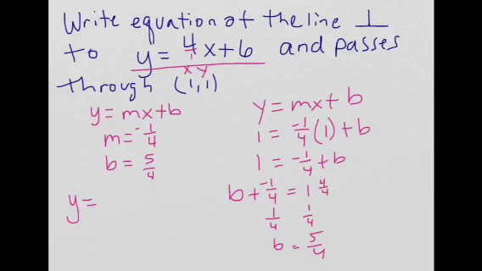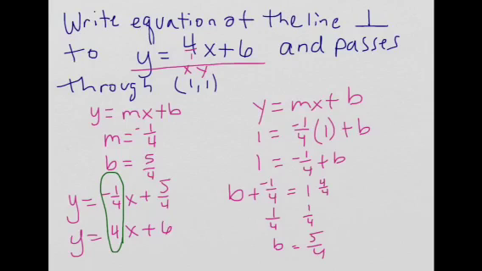So now we're going to write our equation. Y is equal to negative 1/4 x plus 5/4. We're going to take a look at our original equation, which is 4x plus 6. We notice that negative 1/4 is the opposite sign of 4, positive, and it's also the reciprocal. 1/4 is the reciprocal of 4. So that tells me that these two lines are perpendicular. So my answer is y equals negative 1/4 x plus 5/4.